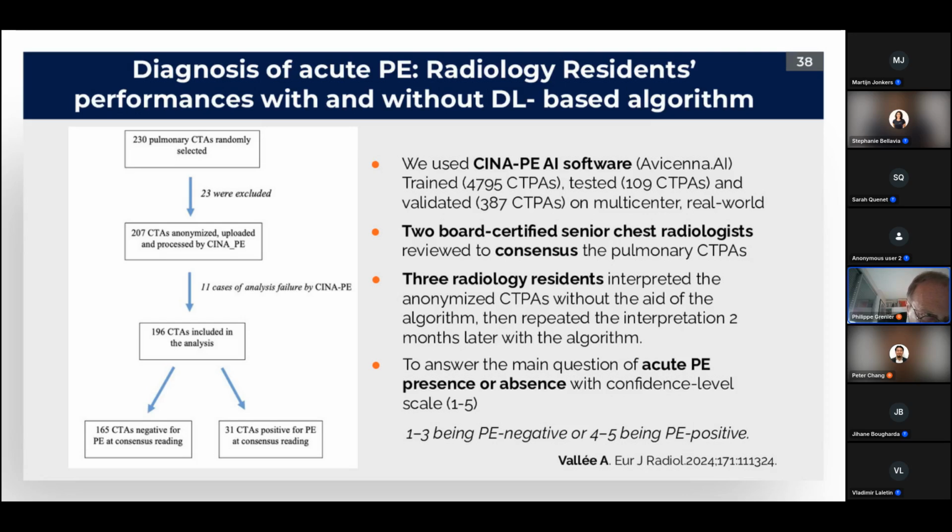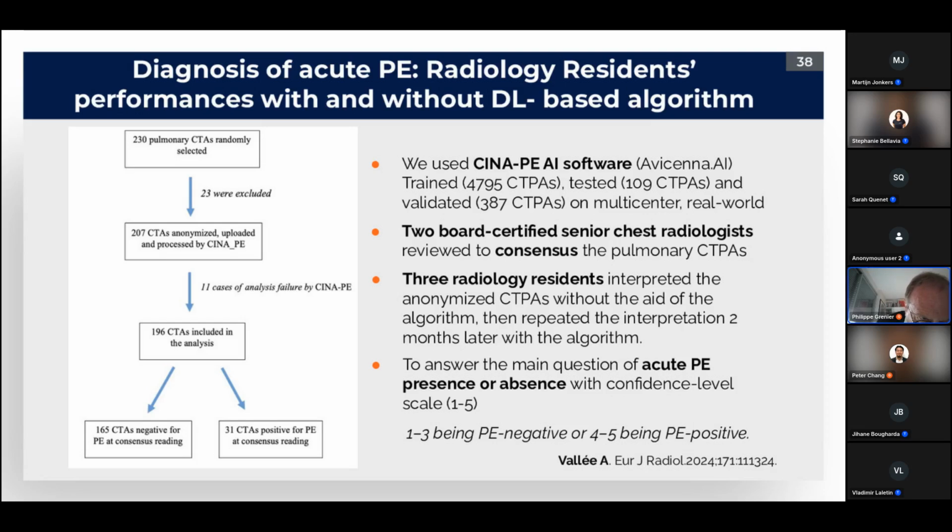230 pulmonary CTPA were randomly selected from the packs. 23 were excluded because of presence of lung pathology, of incomplete chest scanning, or presence of artifacts. And finally, 207 CTPA were anonymized, uploaded, and processed by SINA-PE. Yes, we use the SINA-PE AI software from Avicenna that was trained, tested, and validated on the multicentric real world.